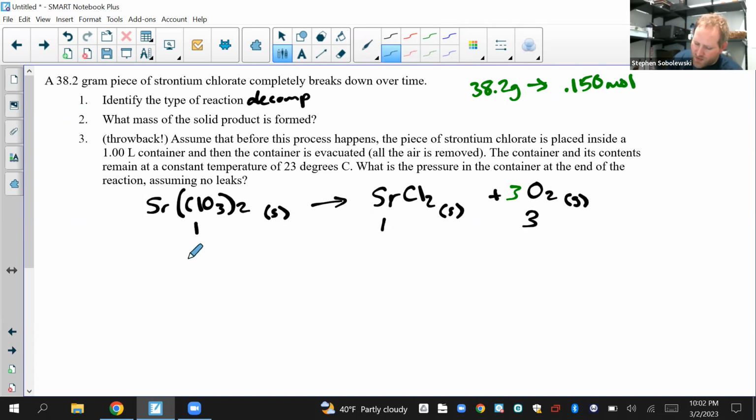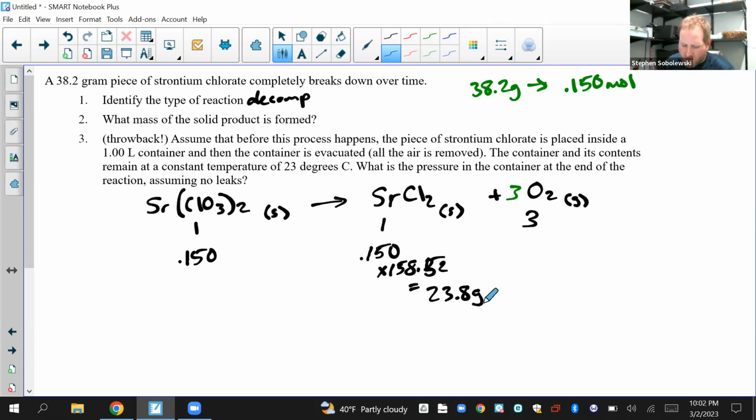So 0.150 moles. Okay, notice a nice easy mole ratio. That's going to give me 0.150 moles of strontium chloride. Let's turn that into grams. So strontium is 87.62. We're going to add 2 chlorines to that, and that gives me 158.52. We multiply that to get our answer, which is 23.8 grams. Okay. All right.